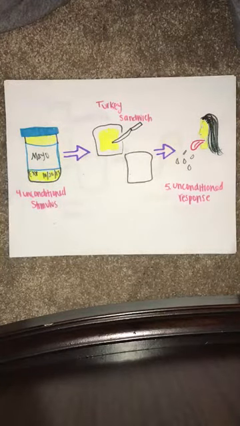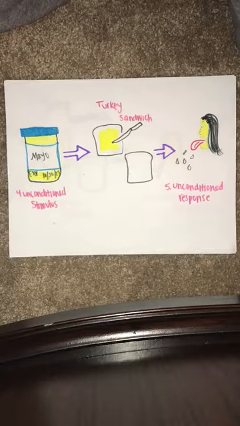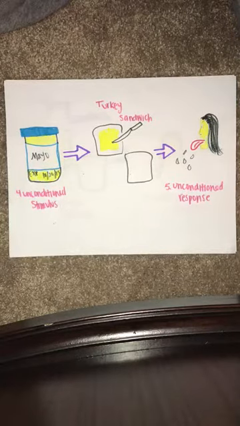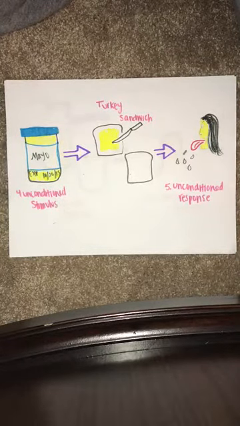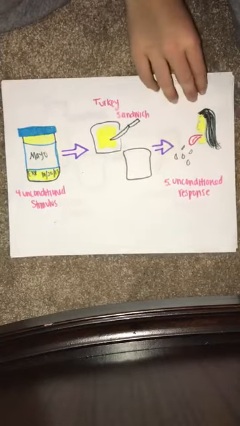An unconditioned stimulus is an unlearned stimulus, when you react to something automatically and it triggers a response. An unconditioned response is an unlearned response in which you react automatically to the UCS. In this situation, the unconditioned stimulus would be the expired mayo and the unconditioned response would be the girl getting sick.